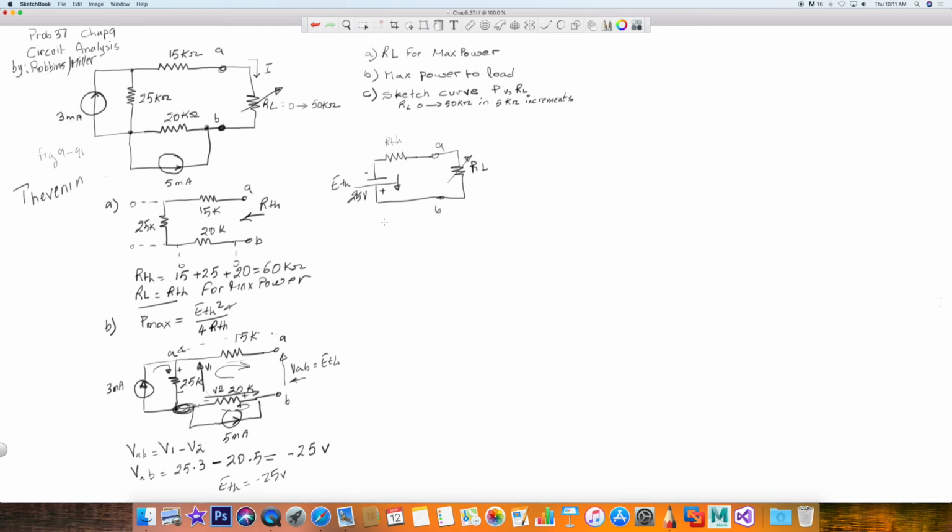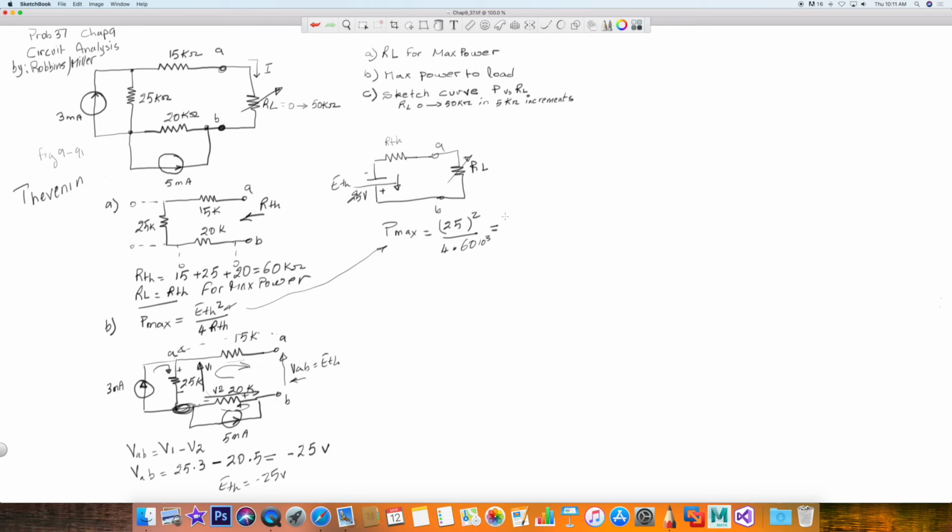Okay? So now, the key question is, what is the max power, since we're in part B? Well, let's just replace that. So Pmax, we have the formula right here, so we'll just put it in here, is going to be equal to 25 squared, regardless, you put minus 25, divided by 4 times RTH, which is 60 kilo ohm. Now remember, this is 10 to the third.